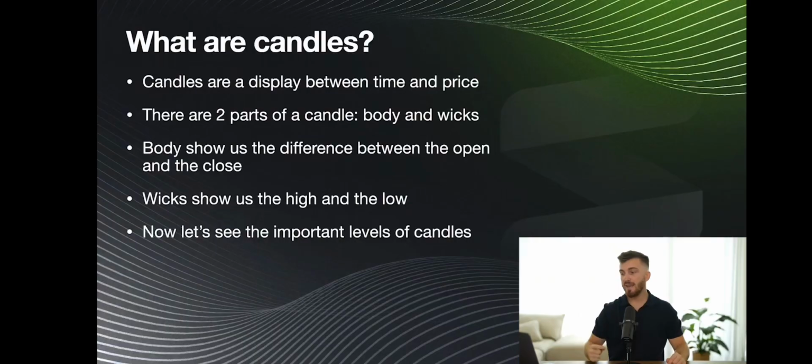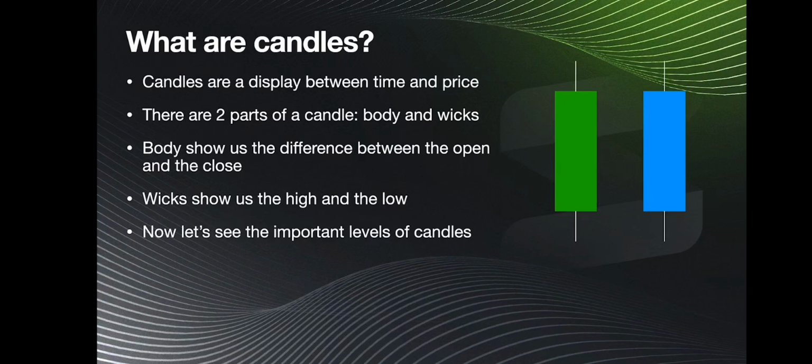So if we are on the 5-minute chart, what is going to happen is that every 5 minutes, a new candle is going to open, and that is going to be the open of the candle. Then at the end of the 5 minutes, wherever price is, that is going to be the close of the candle, and that is going to give you the body. Now, the wicks show us the high and the low during that particular time period. And this is what a candle looks like.